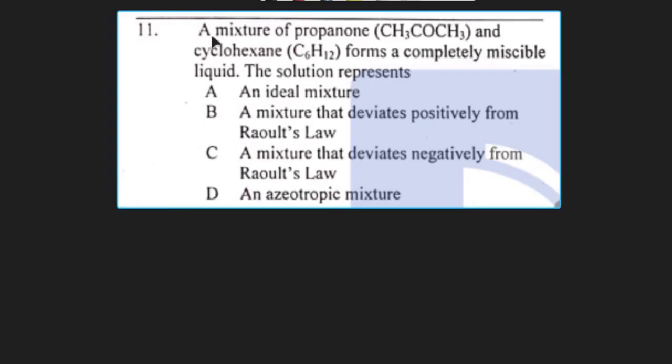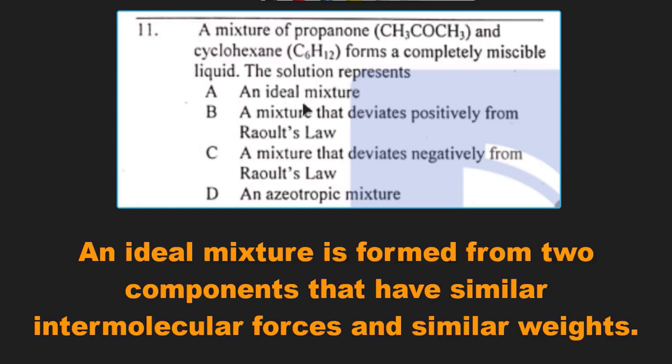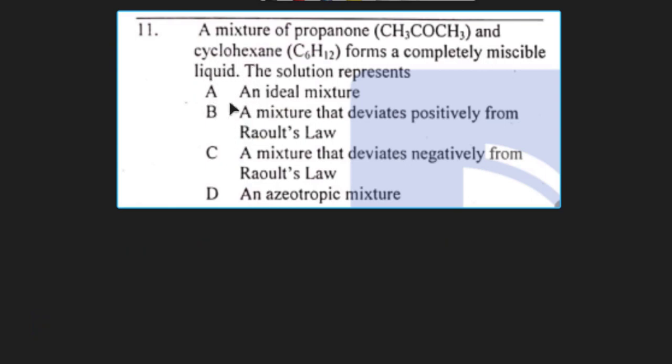Question number 11. A mixture of propanone and cyclohexane forms a completely miscible liquid. The solution represents, so we want to depict from the options what it represents. We see that it represents an ideal mixture. An ideal mixture is formed from components that have similarities in their intermolecular forces, and they also have similarity in structure. So we are saying that it is forming an ideal mixture, and our option is A.